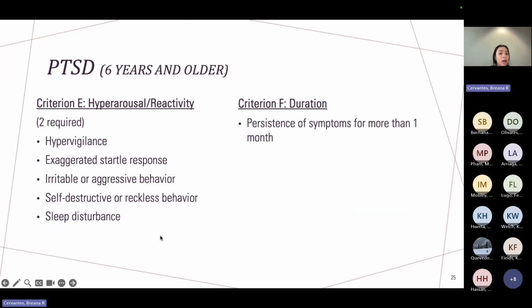Okay. But then we have criterion E, which is our hyperarousal or reactivity cluster. And again, you also need 2 symptoms to be endorsed here. So this includes things like hypervigilance, exaggerated startle response, irritability or aggressive behavior, being self-destructive or reckless, and then sleep disturbance. We're nearly always going to see sleep disturbance in most of these disorders, as Annika talked about before. So it's like a transdiagnostic risk factor that we see sleep always weaving in and out of the different disorders.